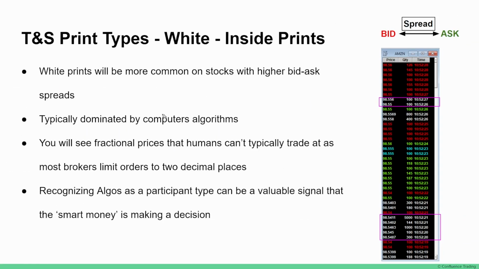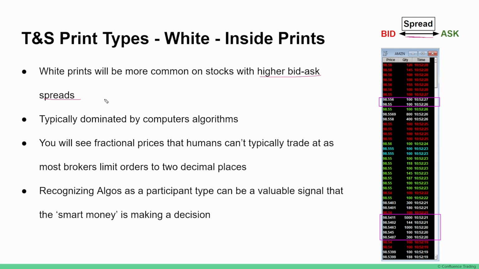All right, so we have talked about red prints and we've talked about green prints. Let's now talk about the in-between, the white prints. These are prints that are executing inside the bid-ask spread. So you have your bid price and your ask price. These are somewhere in between those two. White prints will be more common on stocks with higher bid-ask spreads, which makes sense, right? If your bid-ask spread is 50 cents, it's much more likely that you'll have prices executing in between the bid and the ask than if your bid-ask spread is 1 cent.